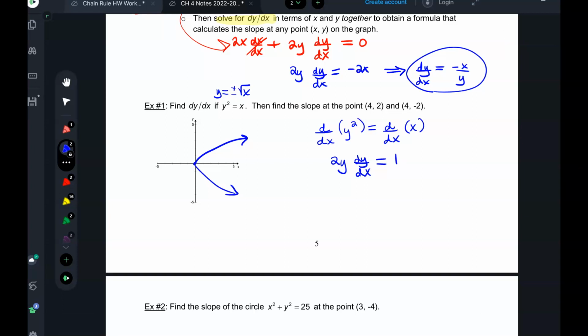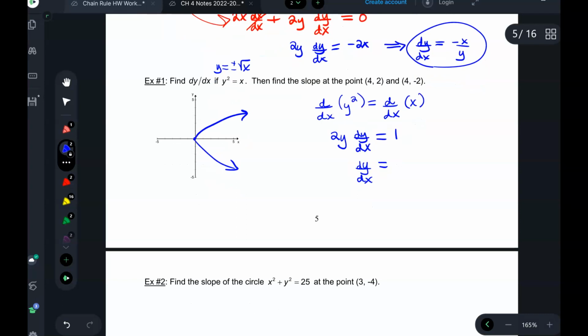Question, Ryan? I was going to ask, in different problems they switch out the y value for something else. I remember you said earlier that the y value could be like a dumb word. It can be any variable. We still treat it the same way. Okay, what's the derivative? It's going to be 1 over 2y.